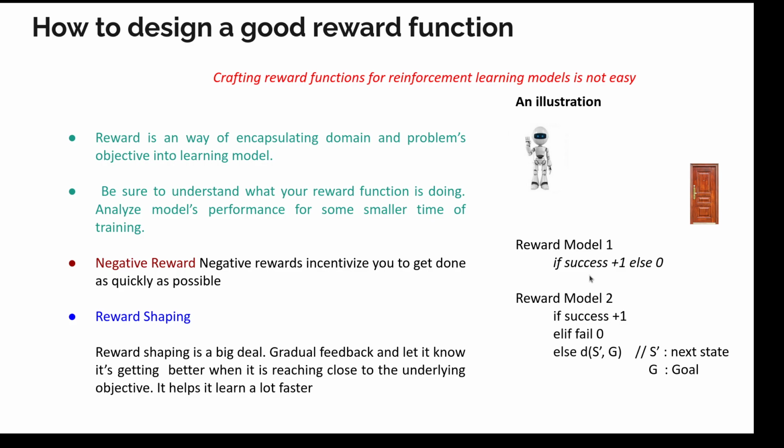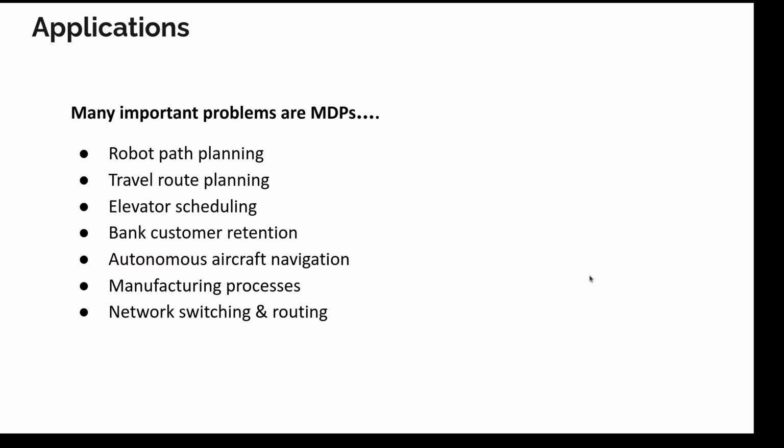Here it is the distance between s dash and g. In the example I gave in the last class, the bot has to reach the gate. Whatever action it takes, and whatever next state s dash it reaches, you see whether the distance between the goal and s dash has reduced or not. If it is reduced, then you say the action it has taken is quite good because it is going close to the goal, close to the door. So the first one was the sparse reward; then we did reward shaping. We try to encode the process as well. This is known as reward shaping.